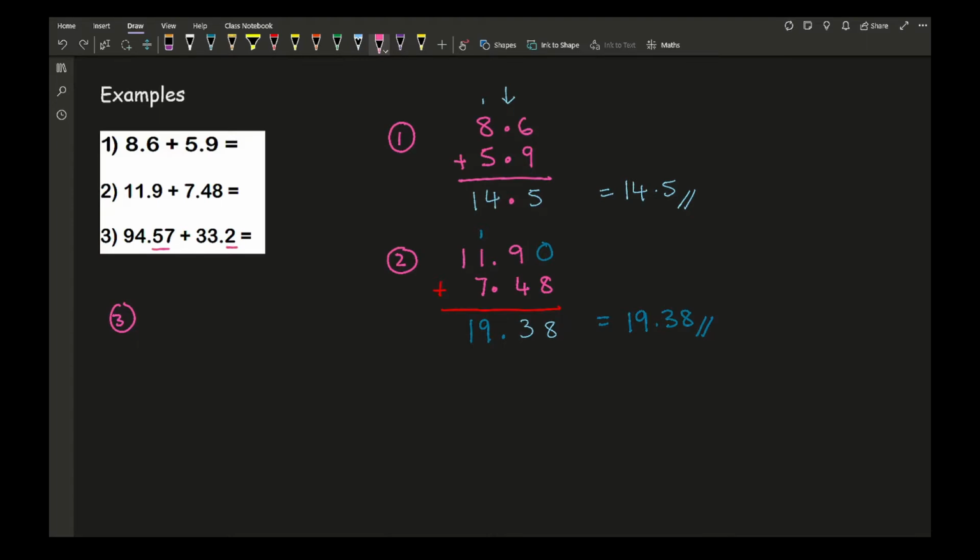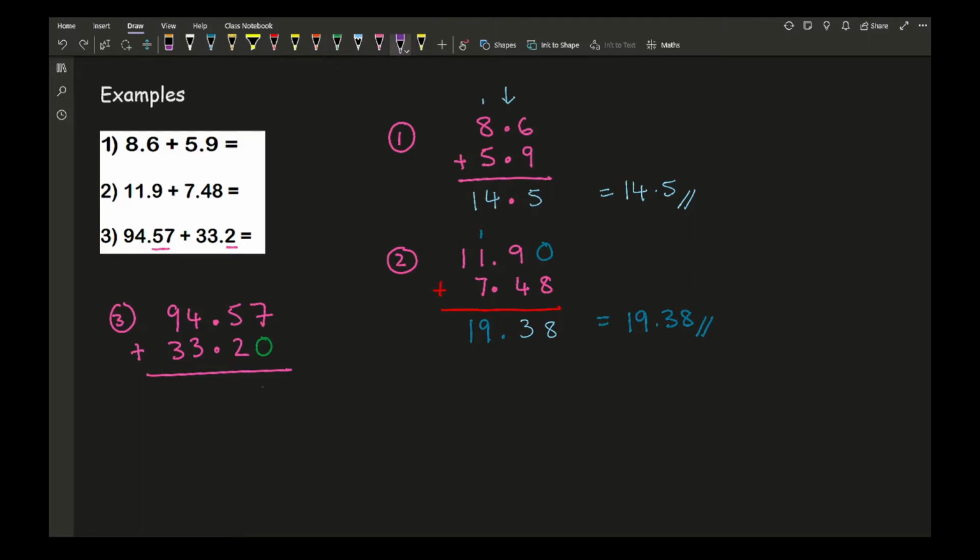And then finally for question 3, so here again I've got 2 digits and 1 digit after the decimal points respectively. So I've got 94.57, and again my decimal point is going to go directly underneath, and I've got 33.2, and again I'm adding those up. So in terms of the first point, the decimal point is in the exact same location for both those numbers. So next thing I've got to do is, I can see an empty gap, so I'm going to fill that with a 0. And then from here, all I then need to do is just perform the addition.